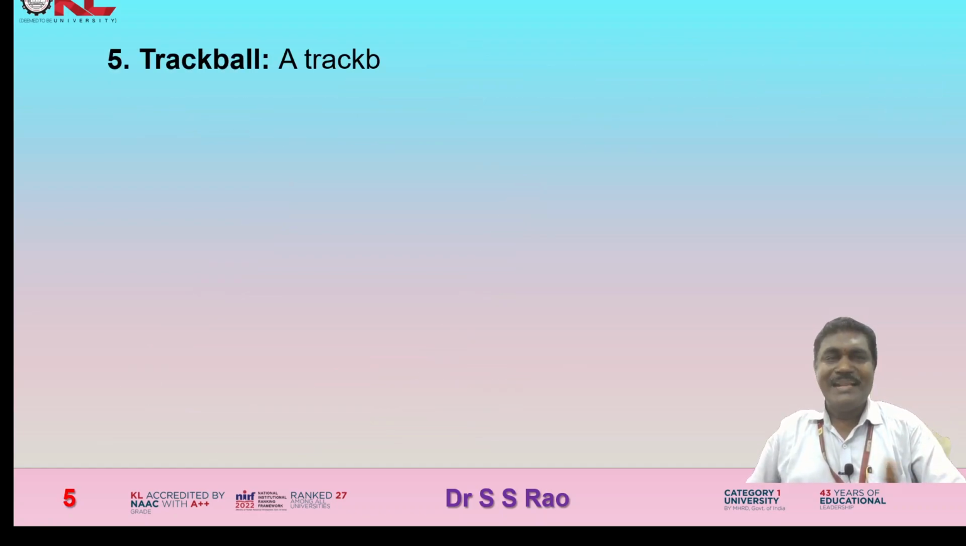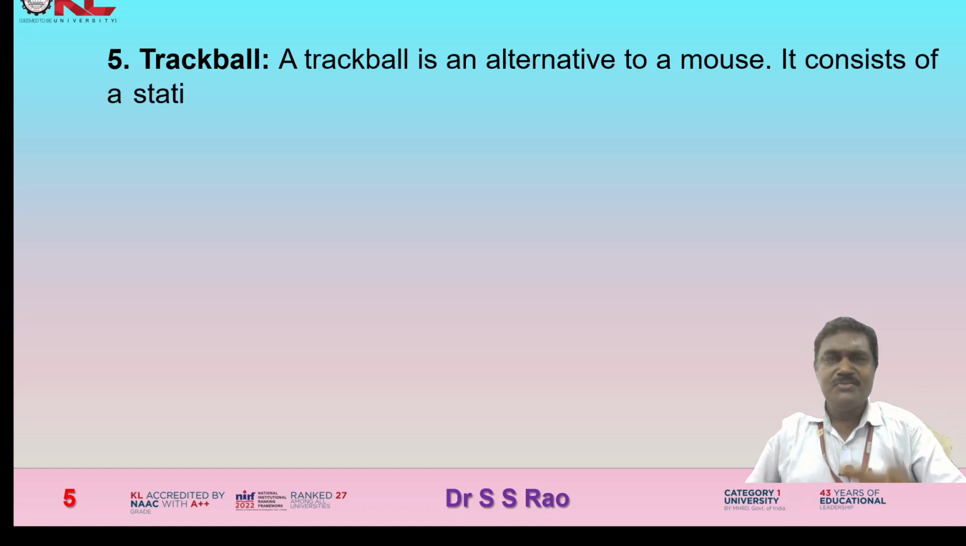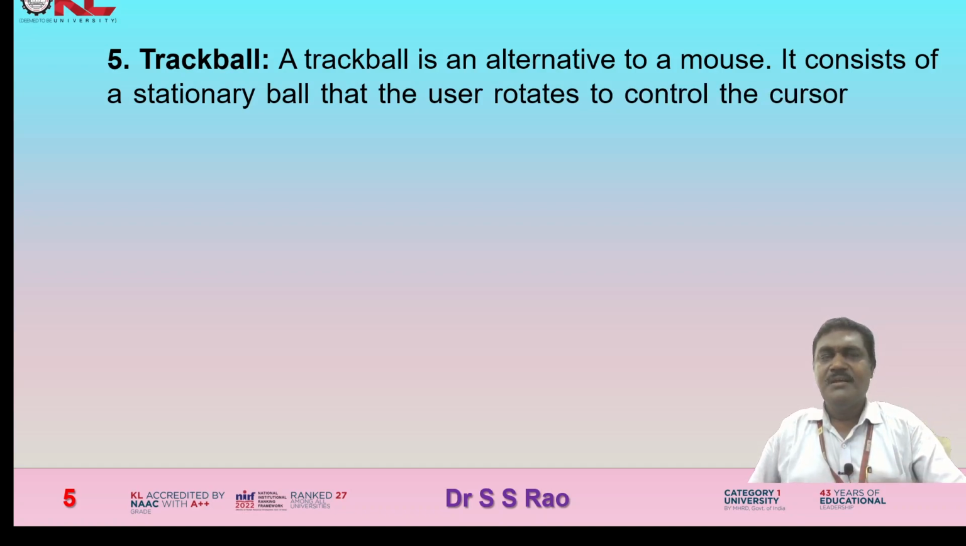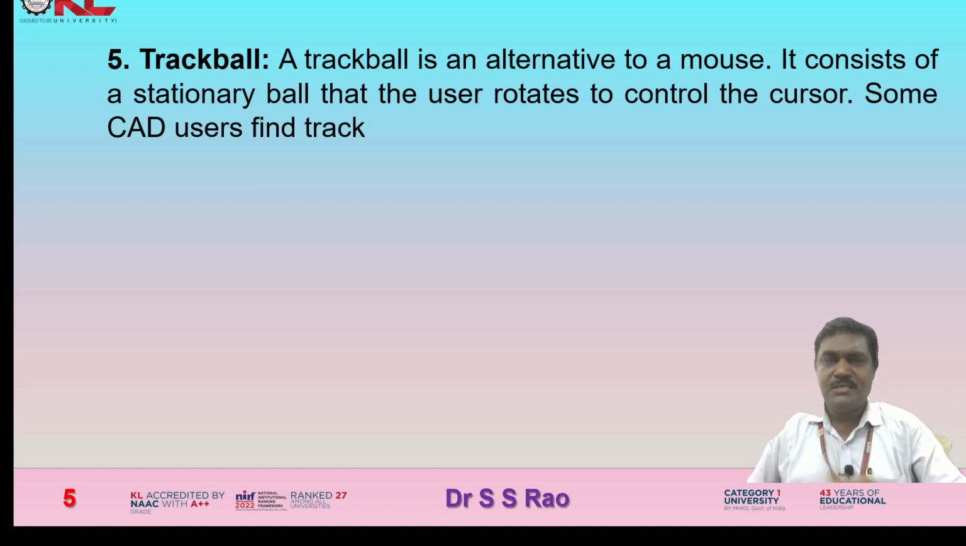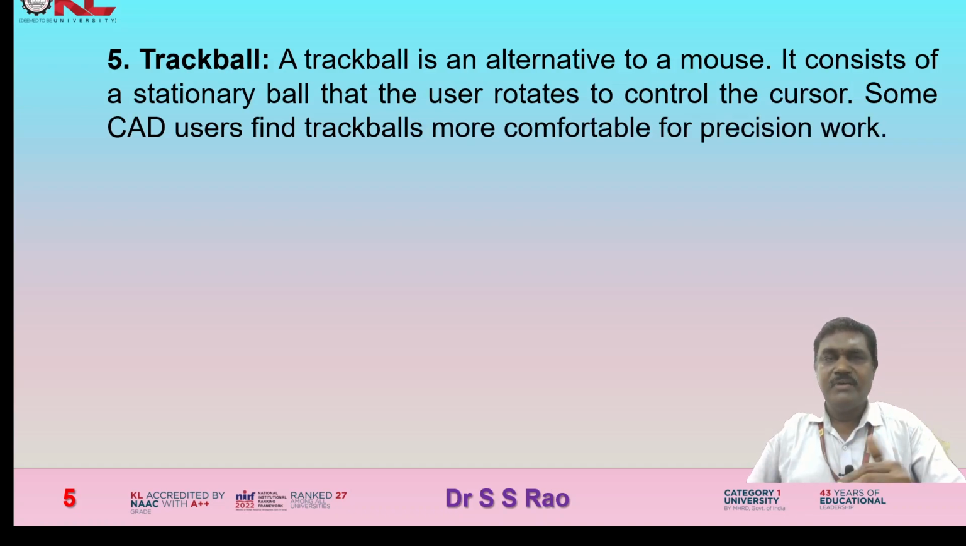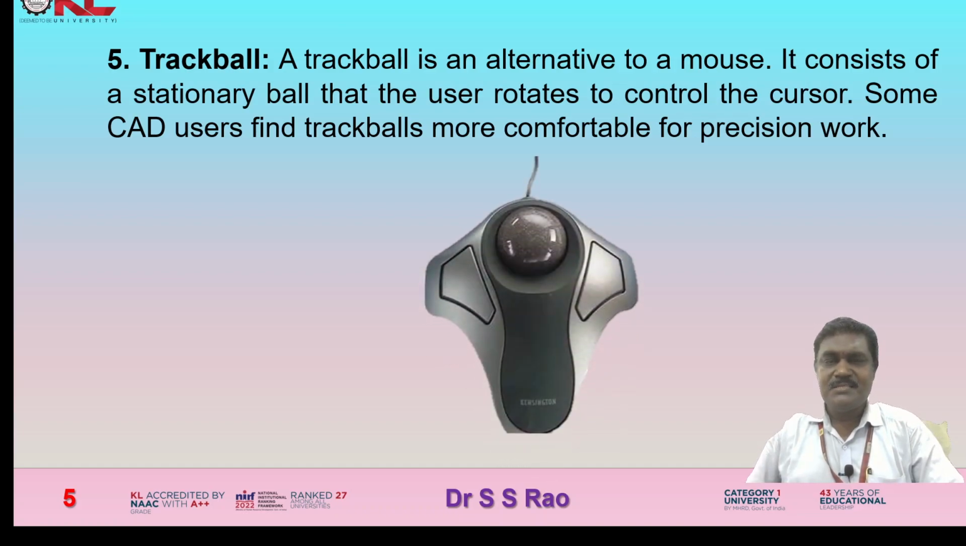Next, fifth one, trackball. A trackball is an alternative to the mouse. In a mouse the middle button rotates, but the trackball consists of a stationary ball that the user rotates to control the cursor. Some CAD users find trackballs more comfortable for precision work. See this example image. This is a ball; it can rotate 360 degrees. You can keep the cursor at any position comfortably and precisely using this trackball.